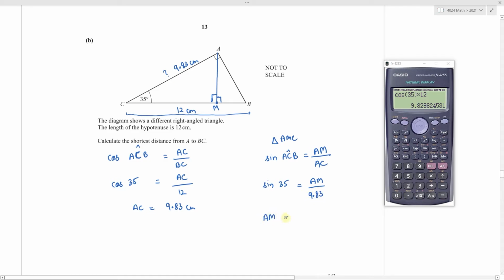So AM will be sine 35 multiplied by 9.83. So this is 5.63825. I can write it as 5.64 centimeters. So this is the shortest distance from point A to line BC, 5.64 centimeter.